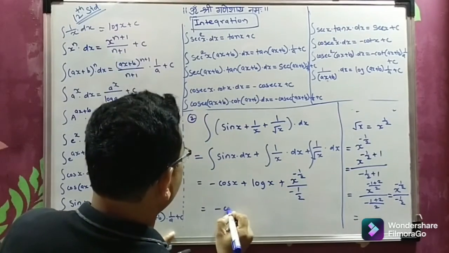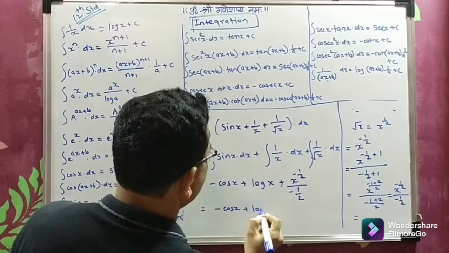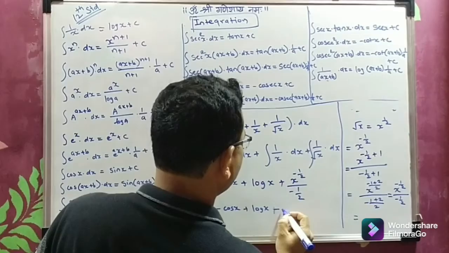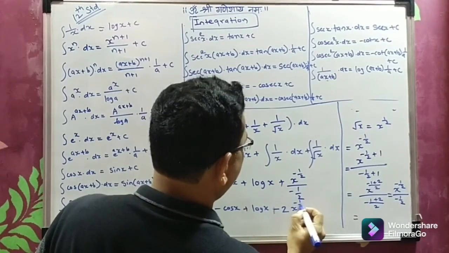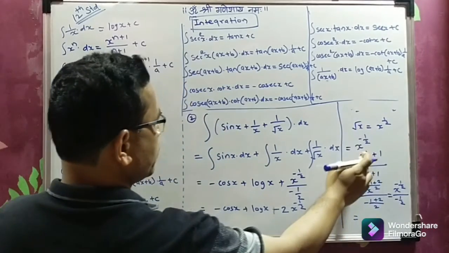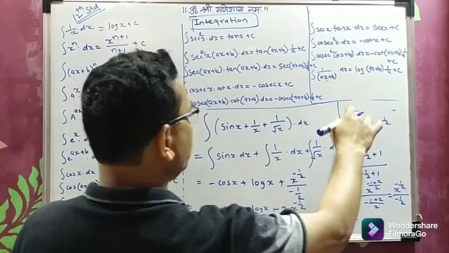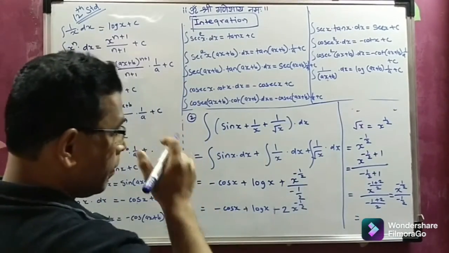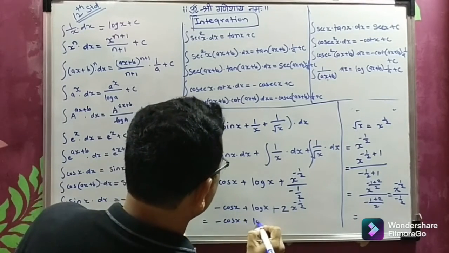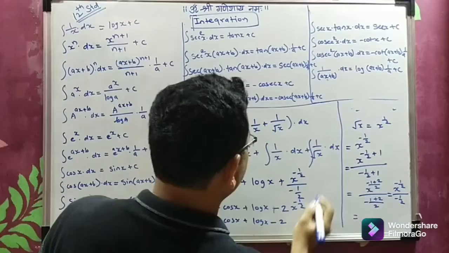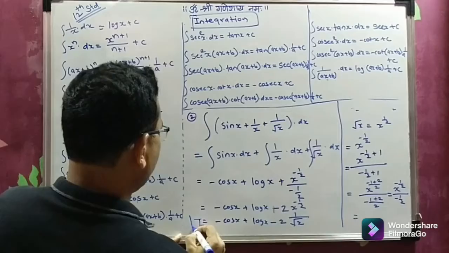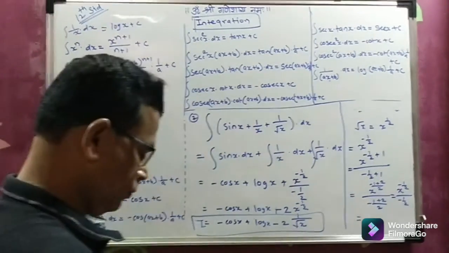So again we will simplify it. Minus cos x plus log of x plus, the 2 will come over here, so it is 2 x raised to 1 by 2. What will be x raised to 1 by 2? x raised to 1 by 2 is root x. So again we will simplify it: minus cos x plus log of x plus 2 root x. This is the answer of this question.